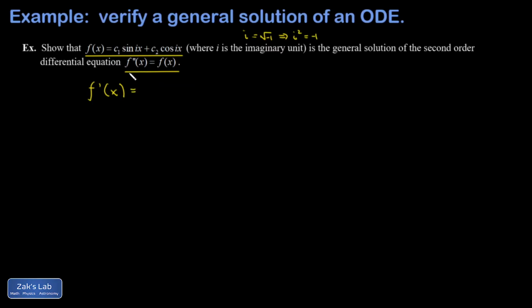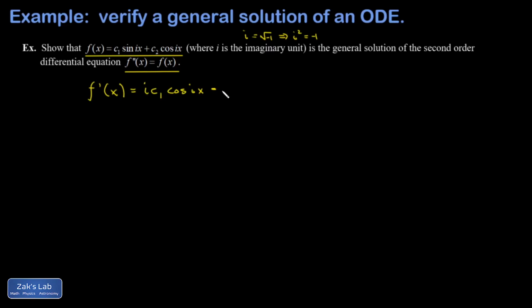And when I differentiate the first term in f, I have to differentiate the sine function with respect to its argument, so I end up with a c1 cosine of ix. But then the chain rule says I have to differentiate that argument with respect to x, and that produces an i out in front. A similar thing happens in the second term. It's just that the derivative of the cosine function gives me a minus sign. So I end up with a negative.